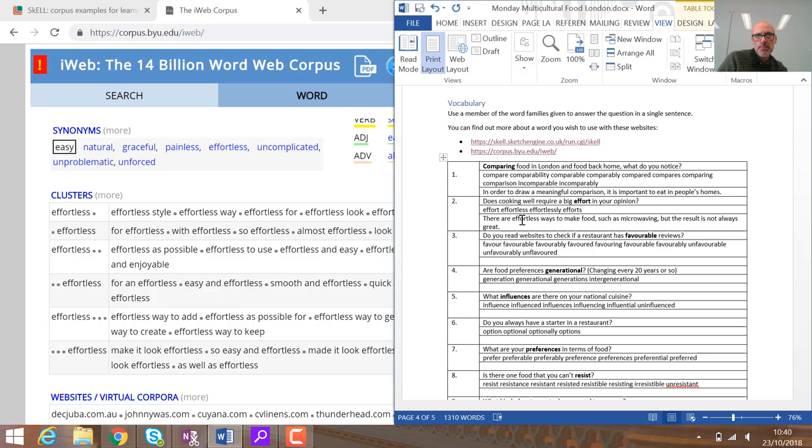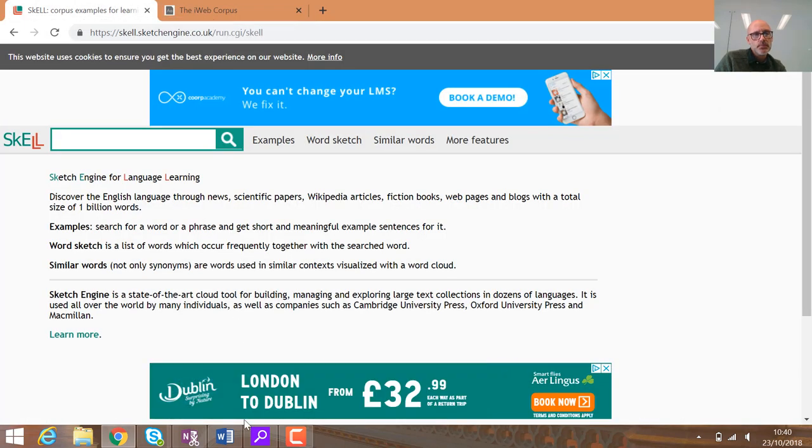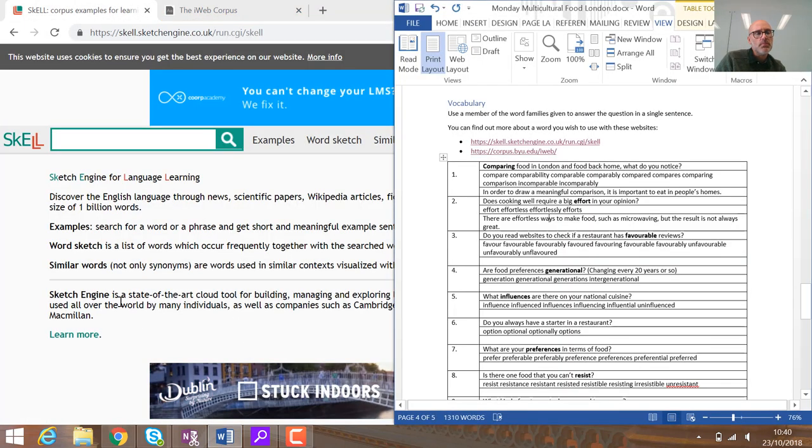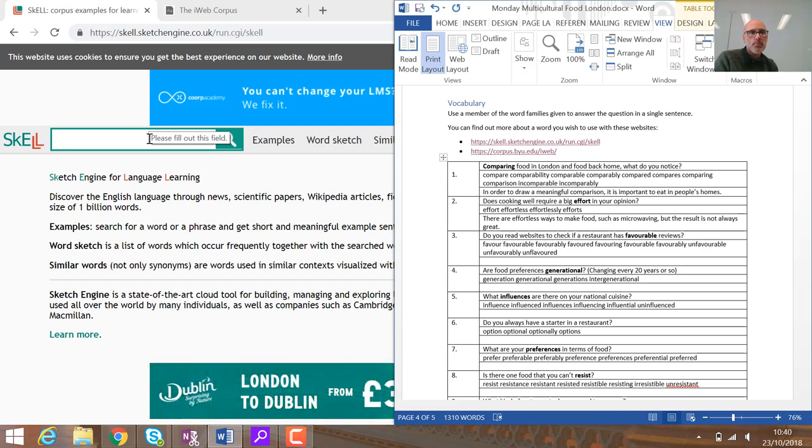So let's look at one more website now. Skell is a part of the Sketch Engine family, and some of it's a premium service you pay for, but there are free parts to it as well. It does a similar thing to the iweb corpus, but it lays it out a bit differently.